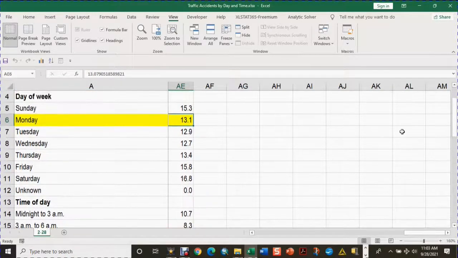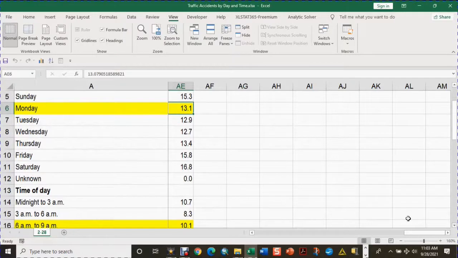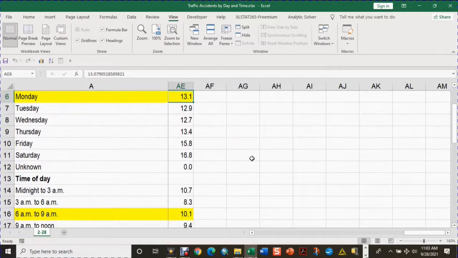So just remember that 13.1% Monday, 10.1% at 8 a.m. Let me see if I can get this so that they both show on the same screen. There it is. So Monday, 13.1. And then 6 a.m. to 9 a.m., where 8 a.m. is located, is 10.1. So you have 13.1% on Monday, 10.1% at 8 a.m.